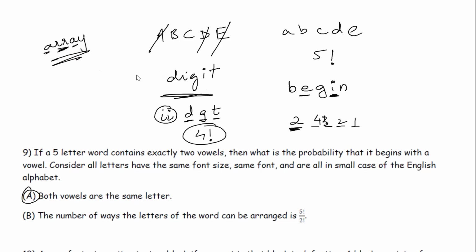D doesn't answer, E is out. Sorry, E is read in. So it's B, C, and E remaining. Okay. Second statement: the number of ways the letters of the word can be arranged is 5 factorial by 2 factorial.